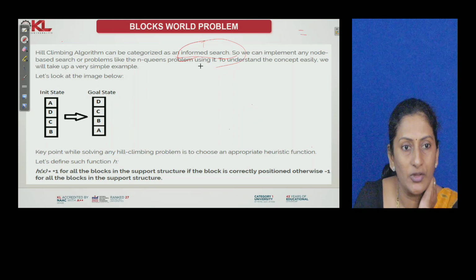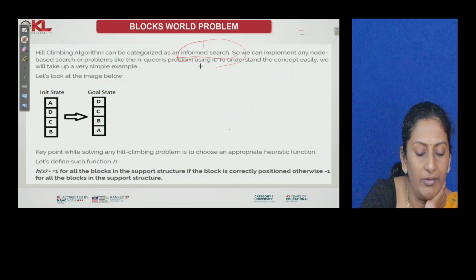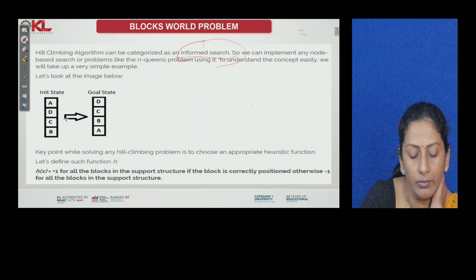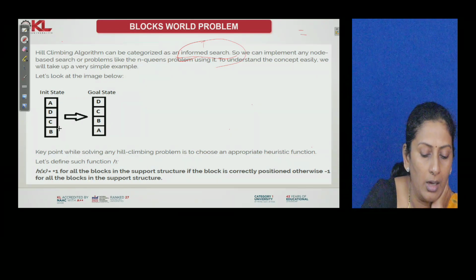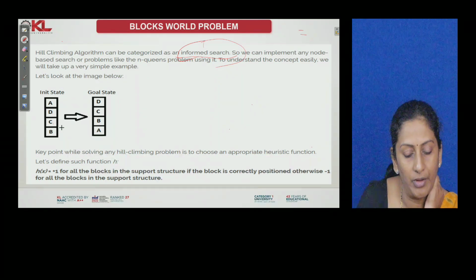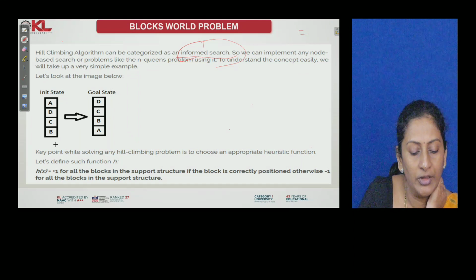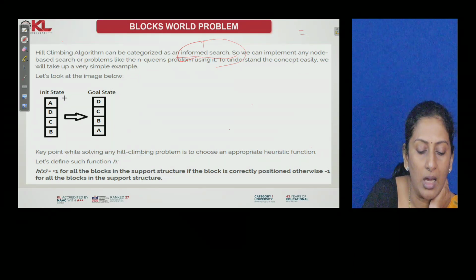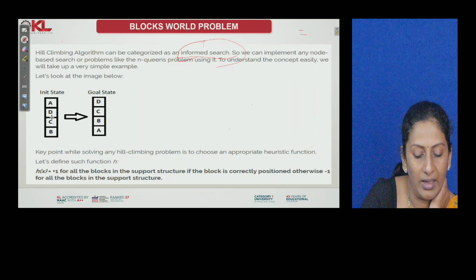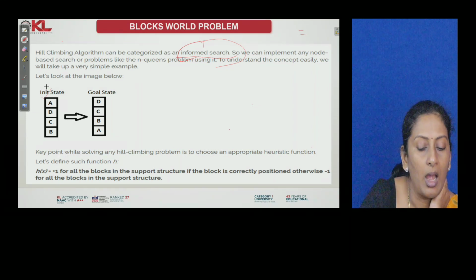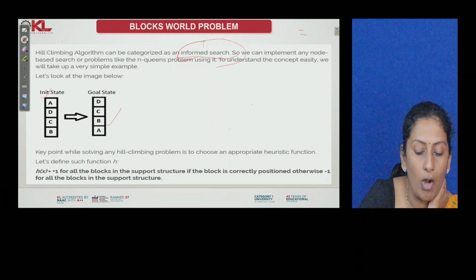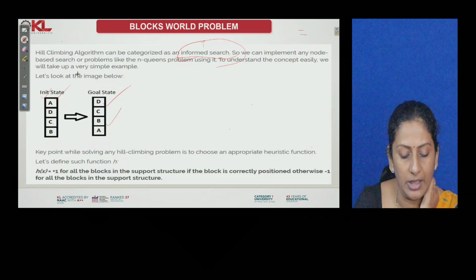So what is the Block's world problem? We are given the initial state with 4 different blocks: block A, D, C, B. These blocks are named with a character on their front face. This is the initial state, and we need to arrange the blocks into this format. The blocks are arranged from the bottom as A, B, C, D. So this is our goal state and this is our initial state.